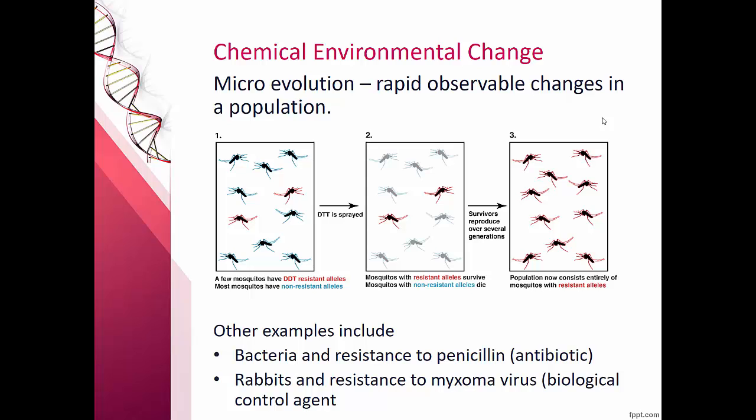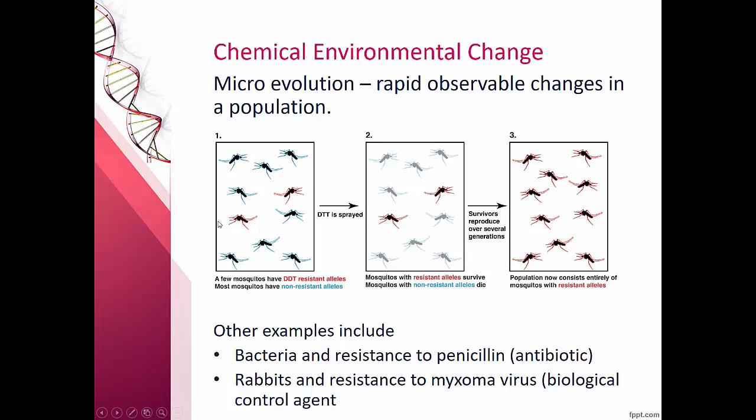Now we're going to look at how a chemical can result in microevolution, which means rapid observable changes in a population. You should be relatively comfortable with this concept, because I think it's how it's taught in Year 10. Mainly, when a new chemical is introduced, you're not generally going to kill everything. So we did a test with this chemical, DDT.